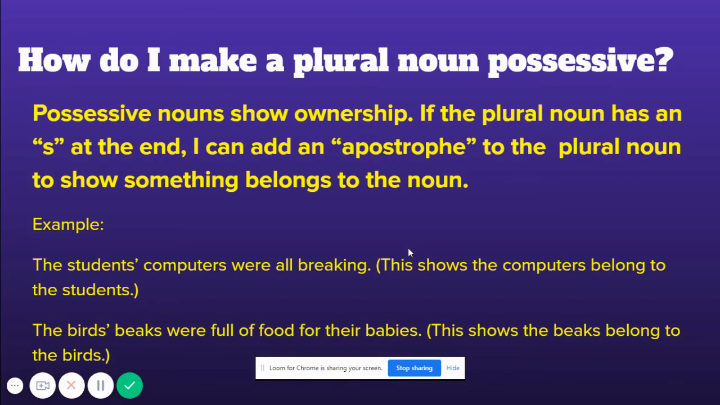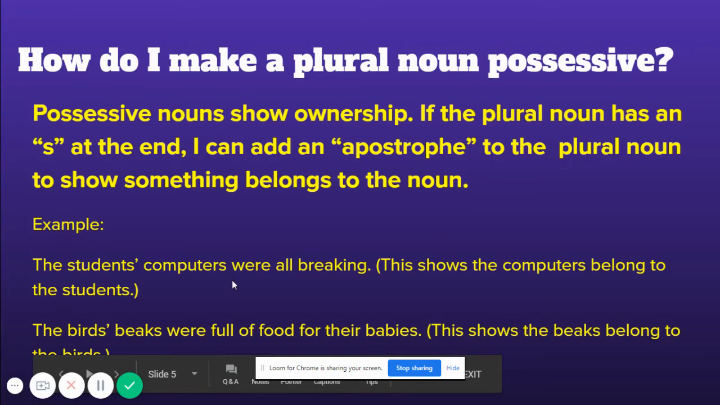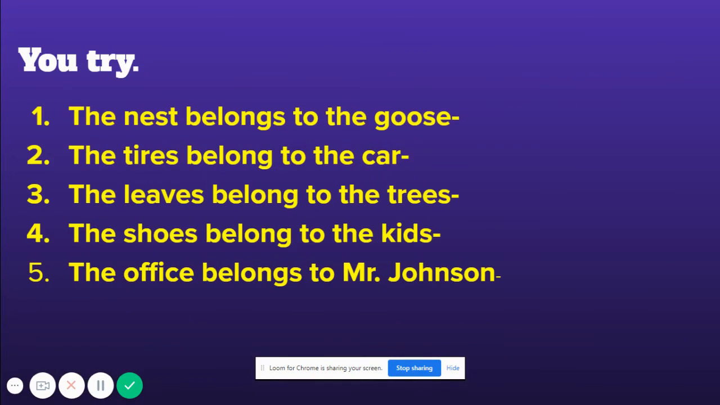Okay, now it's going to be your turn. When I show you the first phrase, I want you to write how you can say that. So for example, if I were to say the beak belongs to the bird, then you would write the bird's beak. If I said the computers belong to the students, then you would write the students' computers. Okay? So get out a piece of paper if you have one, and we're going to practice.